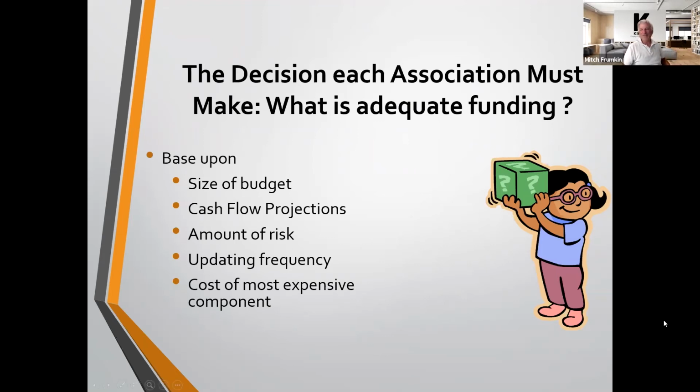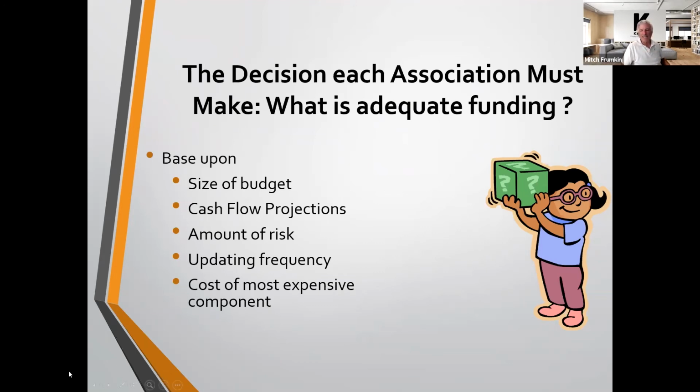So you take a look at the amount of risk, how often you update, and the cost of the most expensive component. For example, if you look at the cash flow, let's say the most expensive thing you ever have to replace is $50,000. You may say, I want to set my threshold so it's $50,000. So in no place over the next 30 years, if the most expensive thing goes, will I not have enough money to do it. That may be one way you look at it. What's the cost of the most expensive component? But then keep in mind, what if two expensive components go in the same year? So you have to take a look at all these different things.